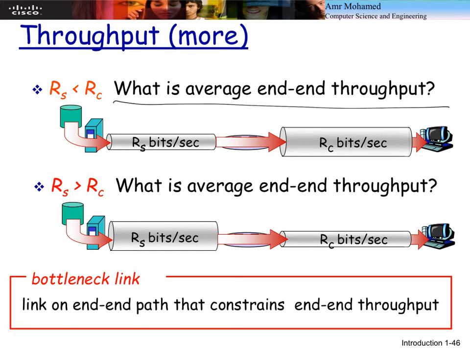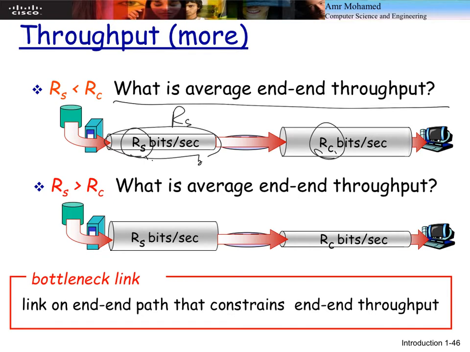So the average end-to-end throughput, if RS is less than RC, we said that this is a bottleneck thing. So the average throughput will be dictated by RC. Okay, so assuming that the sender is sending and utilizing this pipe efficiently, which means that I utilize all the bit rate that this pipe gives me, in that case I can inject an amount of fluid equal to RS. So in that case, the average throughput will be RS.